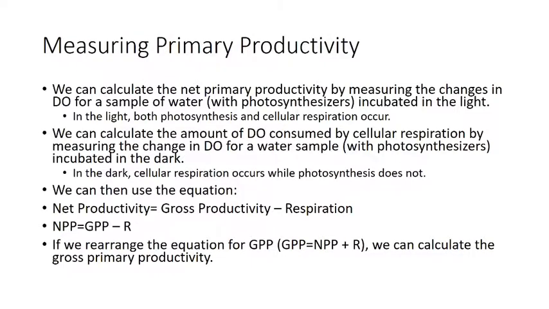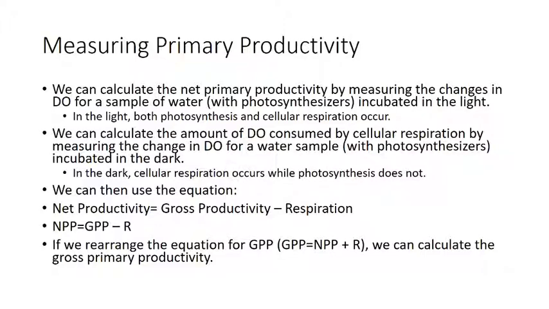So on the AP exam, you might be asked to calculate some factors related to primary productivity. One of the things that we can calculate is the net primary productivity. We can do that by measuring the changes in the dissolved oxygen for a sample of water. Let's assume there's some photosynthesizers in that water, maybe some algae, and let's incubate that water in light.